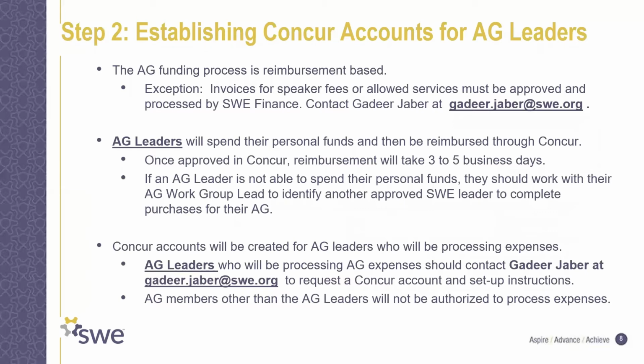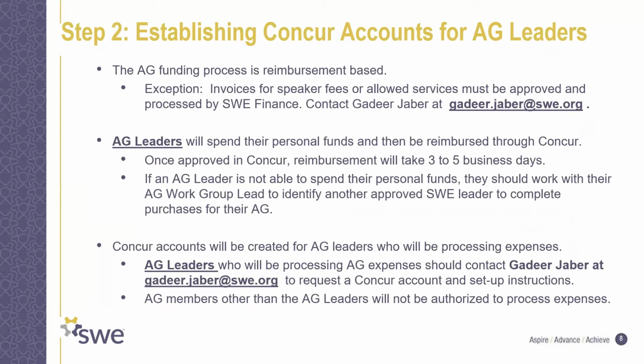The AG funding process is reimbursement-based. This means that AG leaders will spend their personal funds and then be reimbursed by SWE through Concur, which is SWE's current tool for expense reimbursement. Reimbursements will be processed in 3 to 5 days once approved.